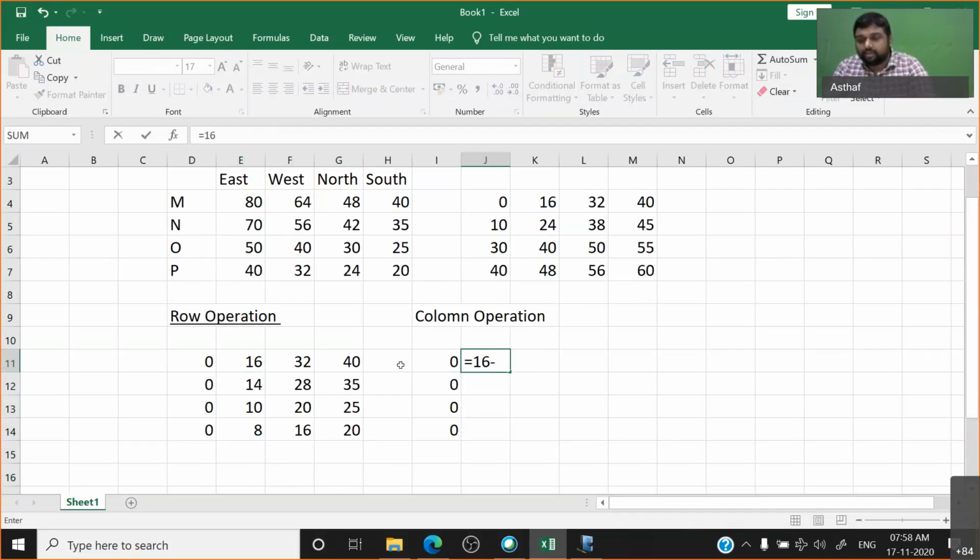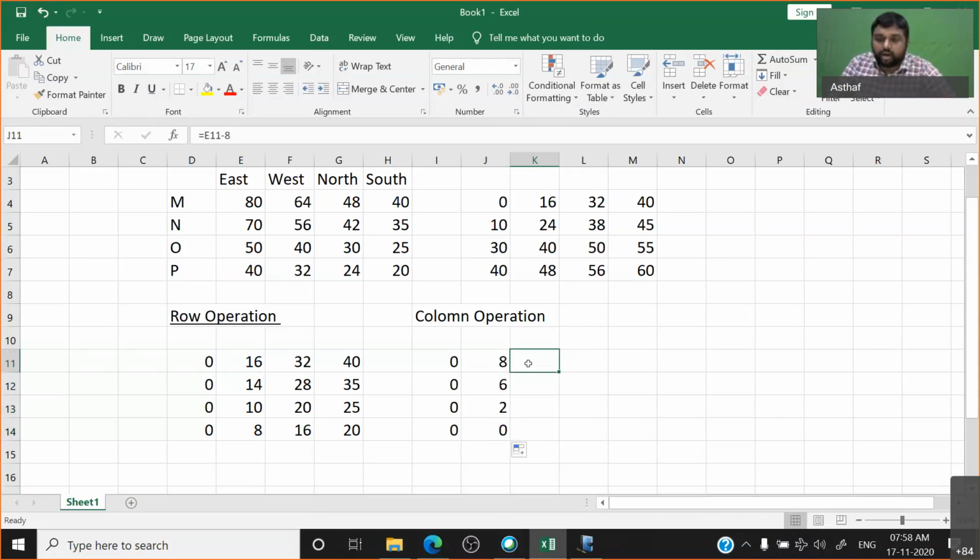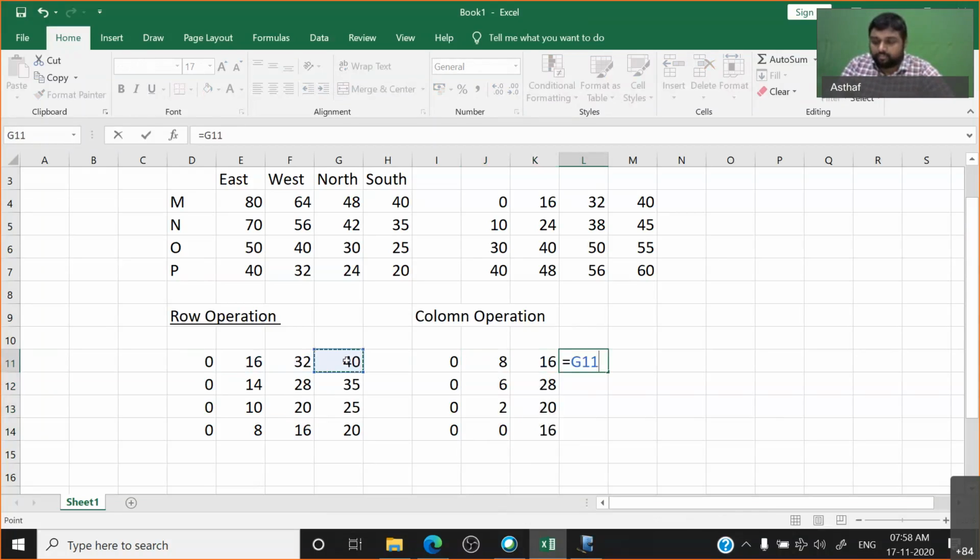So what you have to do? 16 minus 8. How do you identify 8? Look here, the lower number is 8 only. So we have to reduce this from all. Now here it is 32. We have to subtract the lower number. The lower number is 16, so 32 minus 16. Here we have 40 minus 20.